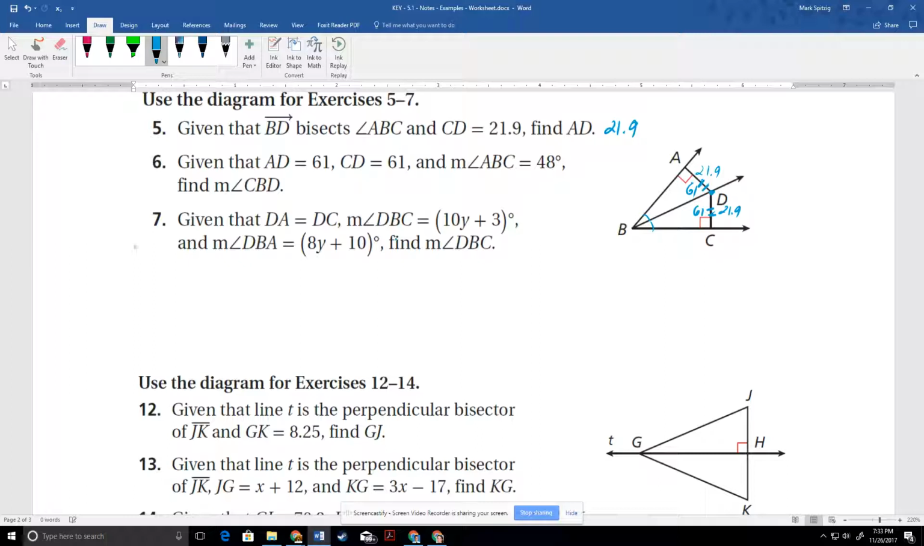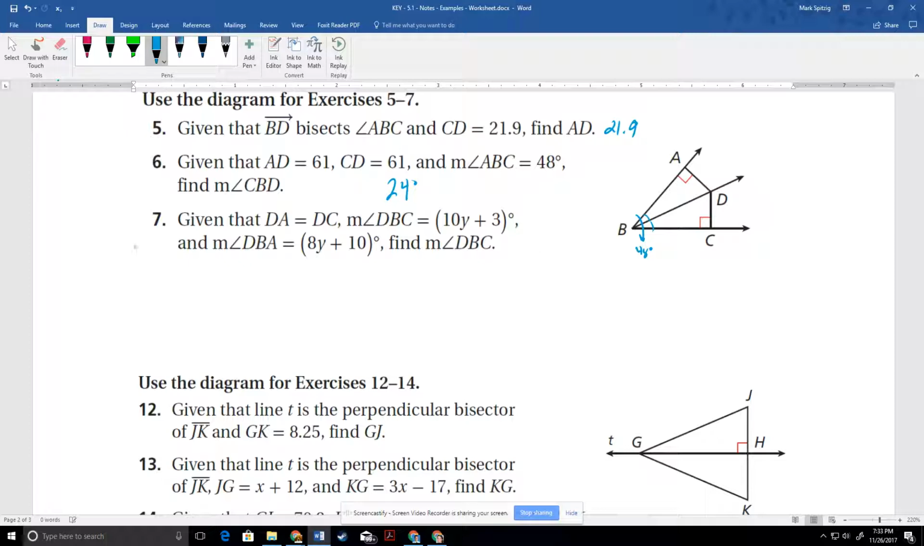It says ABC, the whole angle, is 48, right? So the whole angle is 48 degrees. And it says find CBD. CBD is just half of that, so it's going to be 24 degrees. I know it's half because it is an angle bisector, because these distances are congruent. Because the distance from this point to the edge are congruent, that means it is an angle bisector, and if it's an angle bisector, then those angles have to be congruent.